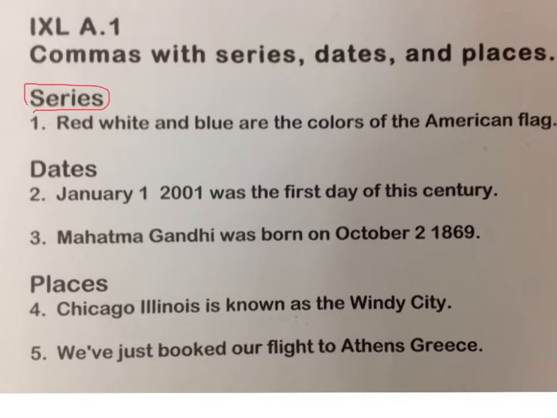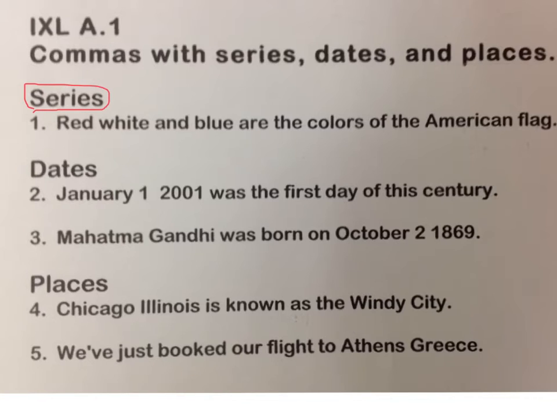So when you have a series, which is 3 or more things, kind of a list of things, you need commas separating them. I always think if I have 3 things, I need 2 commas. If I have 4 things in my list, I need 3 commas. You always need one less comma than the number of things you have in your series.